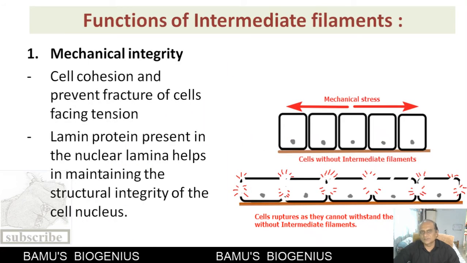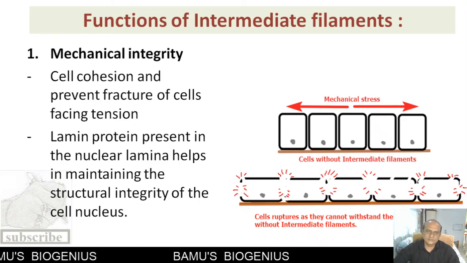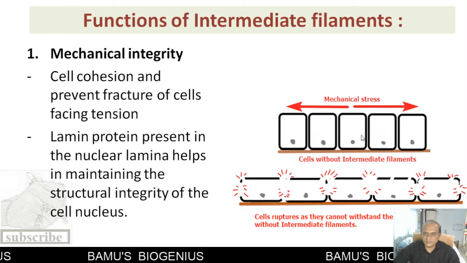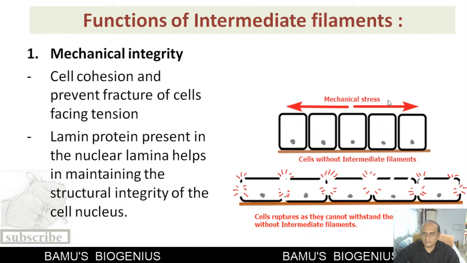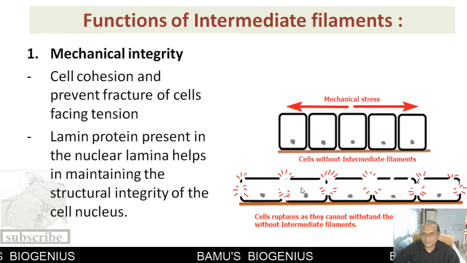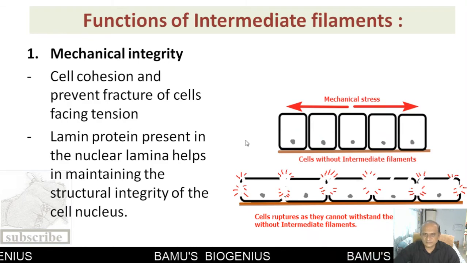Now we will discuss the functions of intermediate filaments. The first function is the mechanical integrity of the cells or tissue. For example, in this case there are no intermediate filaments in the cell, and when mechanical stress is experienced by these cells, the cells cannot stand the mechanical stress, and because of that the cells rupture.